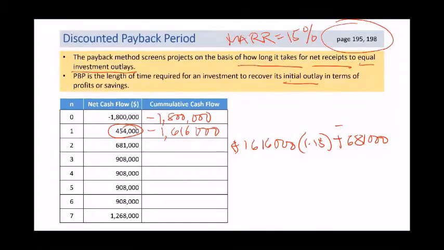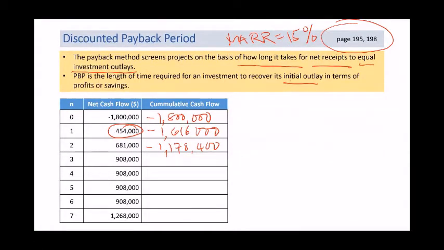I think there is a problem in your calculator, Hassan. Okay, so is it 1, 1, 7, 8, 400. Okay, so that is the process. Is it clear how we do the cumulative cash flow?